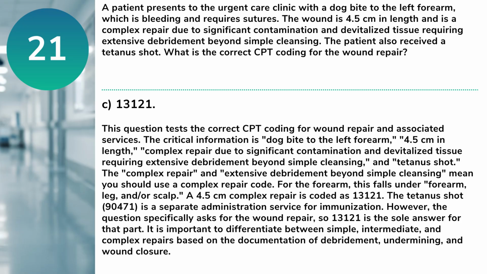For the forearm, this falls under forearm, leg, and/or scalp. A 4.5 centimeters complex repair is coded as 13121. The tetanus shot, 90471, is a separate administration service for immunization. However, the question specifically asks for the wound repair, so 13121 is the sole answer for that part. It is important to differentiate between simple, intermediate, and complex repairs based on the documentation of debridement, undermining, and wound closure.